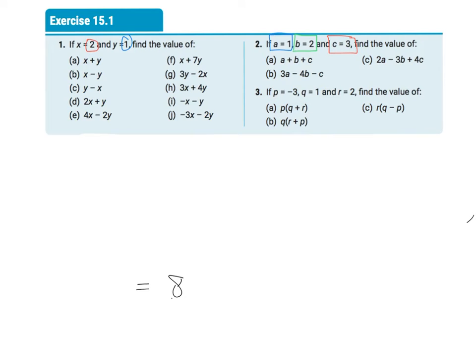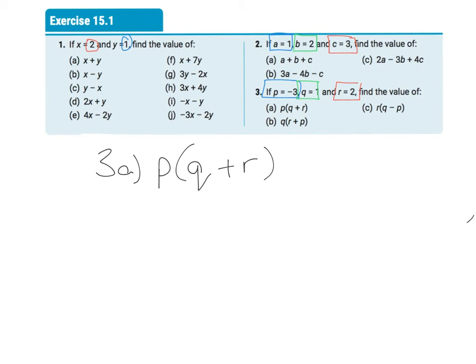Okay, question 3. So P is minus 3, Q is 1, and R is 2. Okay, so 3a. We have P bracket Q plus R. So P is minus 3. Then Q will be 1 and R will be 2.